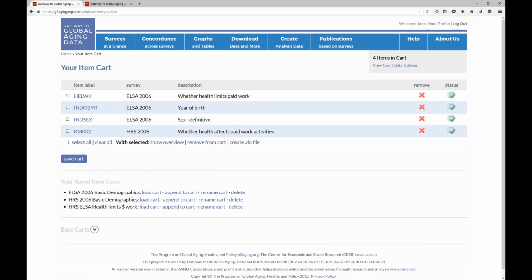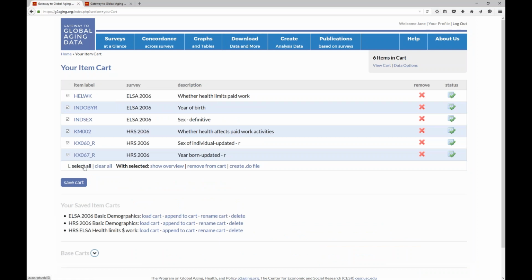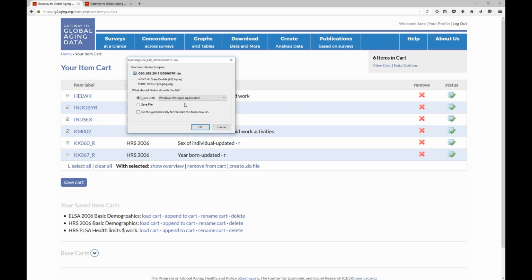So you can see there I've added gender and year of birth from ELSA. And I've also got a similar cart for the HRS. So let's add that in. I can then select all and say create .do file. And immediately what's going to happen is the gateway is going to download a do file for me.